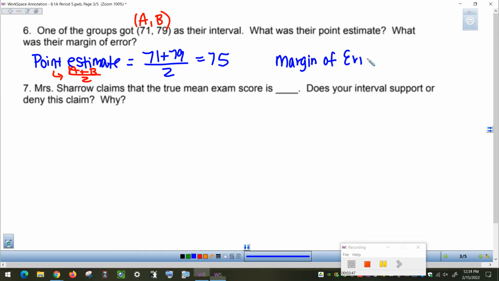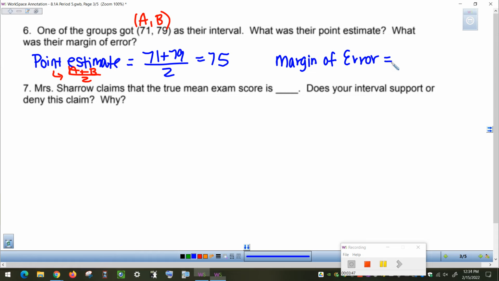All right, then you needed to figure out the margin of error. So there's a couple of ways we can think about this. Surely, if we know that the center of the point estimate is 75, we can just think, well, how far are we going to get to each endpoint? And it seems like it's 4 spaces above and 4 spaces below.